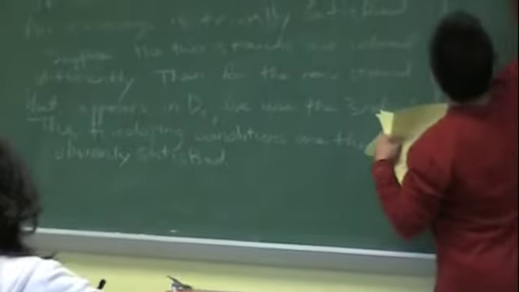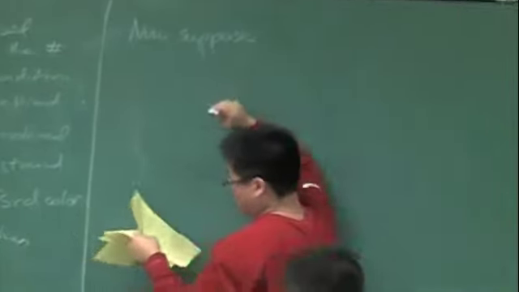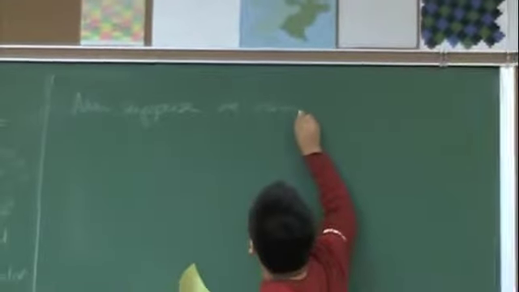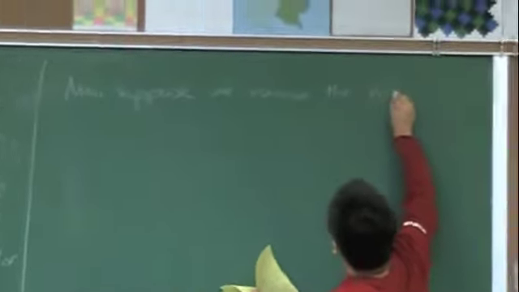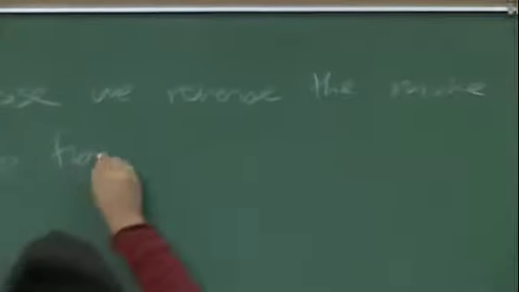Now suppose, so we only did the type 2 move one way actually. So now suppose we reverse the move and go from D2 to D1. So what's that look like?